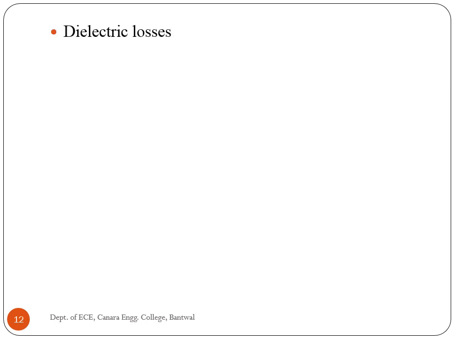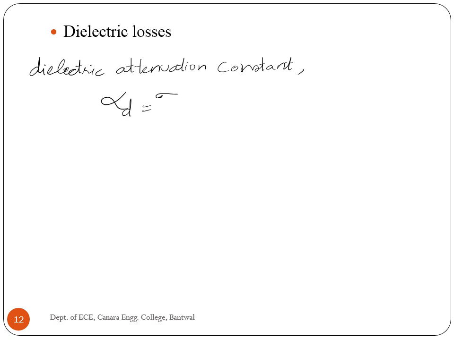Dielectric losses. When the conductivity of a dielectric cannot be neglected, the electric and magnetic fields in the dielectric are no longer in time phase. The dielectric attenuation constant is given by alpha D is equal to the conductivity of the dielectric substrate board in mho per centimeter divided by 2 into root of permeability divided by permittivity.